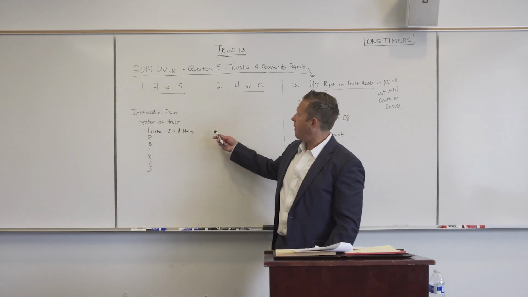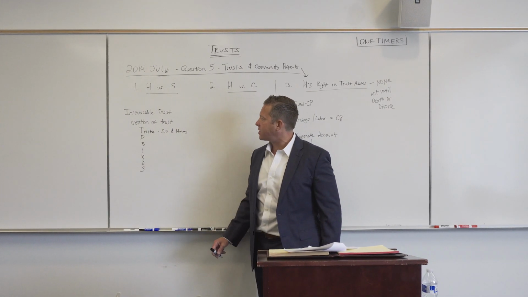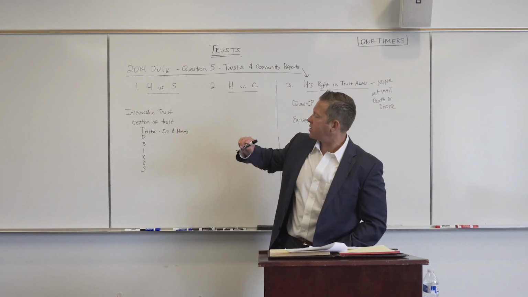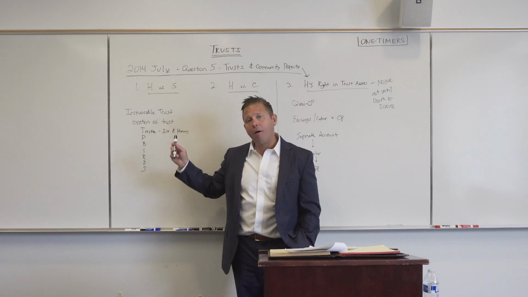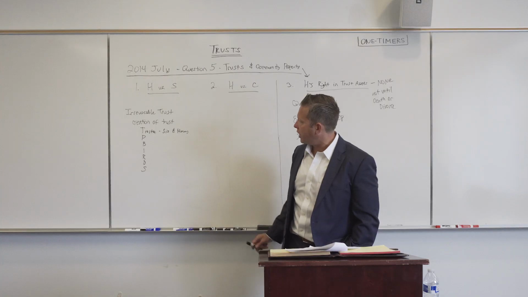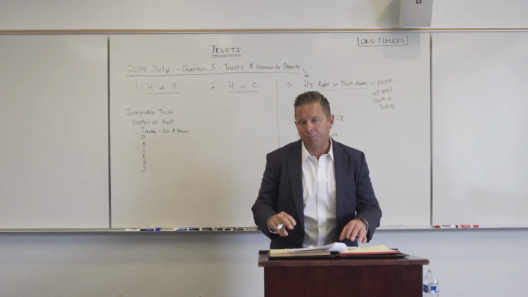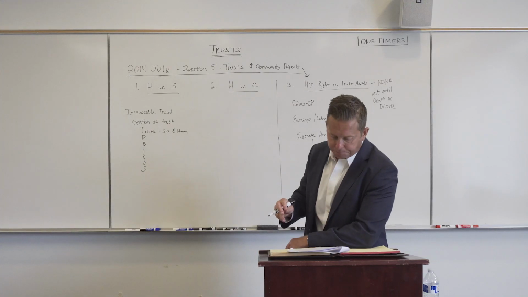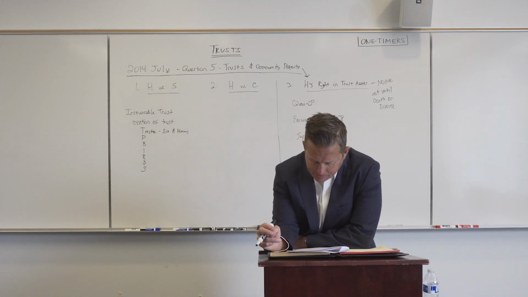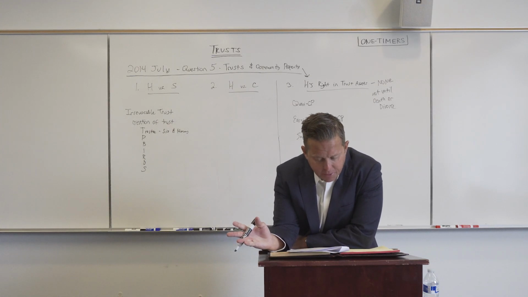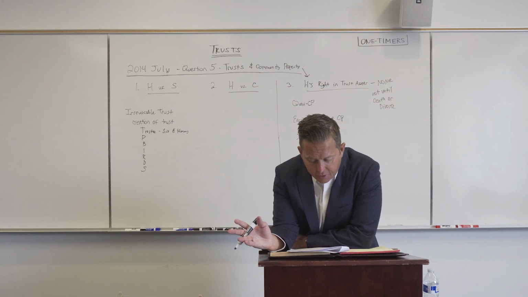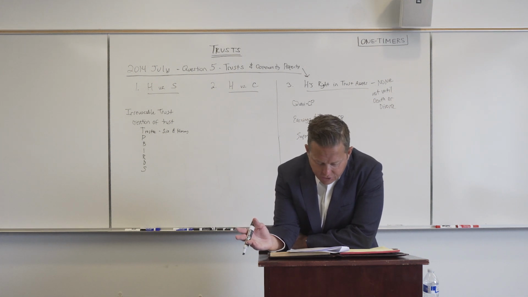If Sis finds out Harry's doing something wrong, or Harry finds out Sis is doing something wrong, Harry must confront Sis about it and compel her to remedy the situation. And if not, probably petition the court to have her removed so he doesn't get in trouble, because they have co-duties. Okay. So each trustee must exercise reasonable care to prevent the other from committing a serious breach of trust.